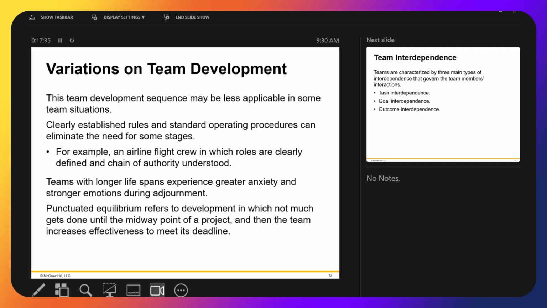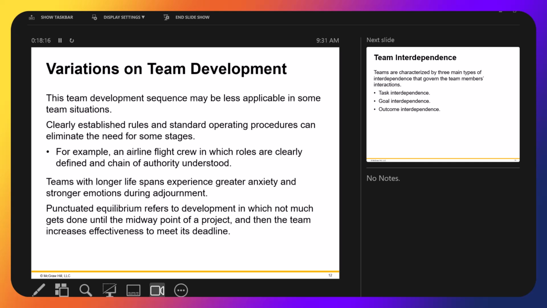Punctuated equilibrium refers to the development in which not much gets done until the midway point of a project, and then the team increases efficiency, effectiveness to meet deadline. So when we look at the teams with longer lifespans, the longer they work together, and the longer they develop chemistry and bonds and understand their roles, usually the greater the anxiety when they separate. Bottom line, I'll make it simple: they get used to something, now you actually have to let it go and go do something else, start all over again.